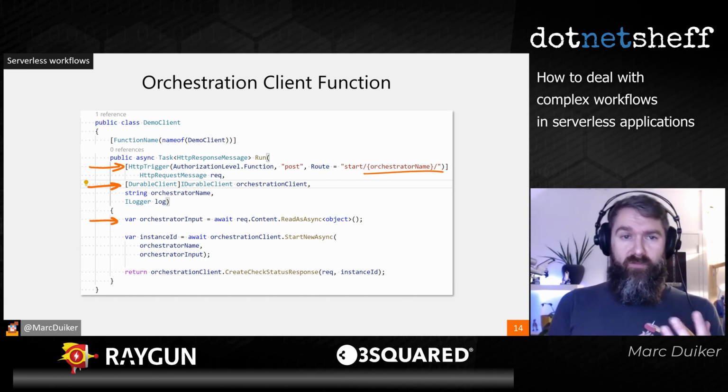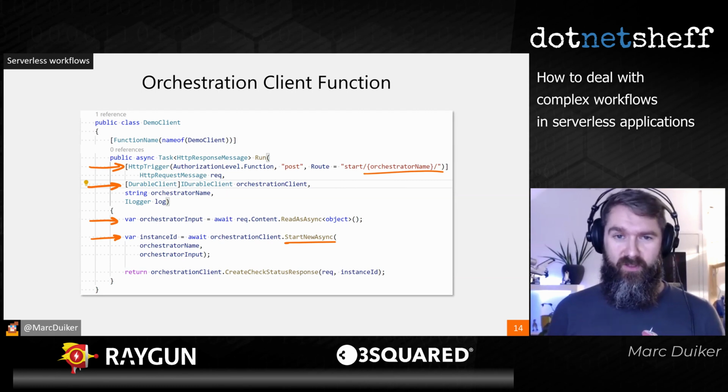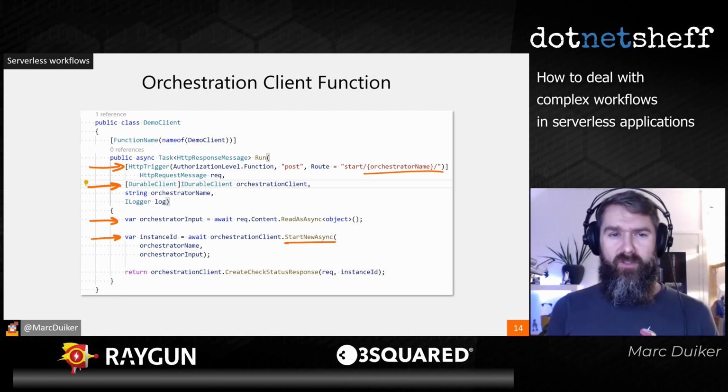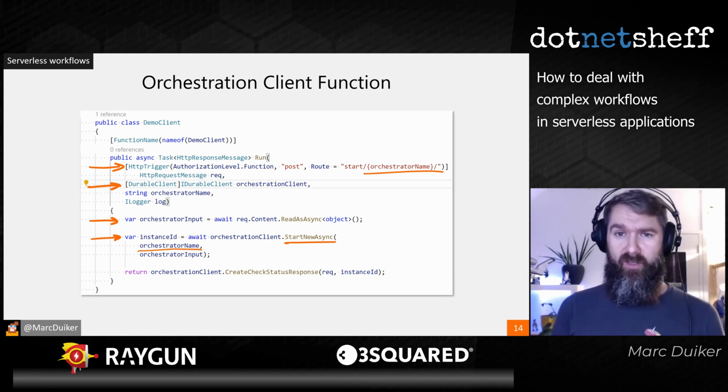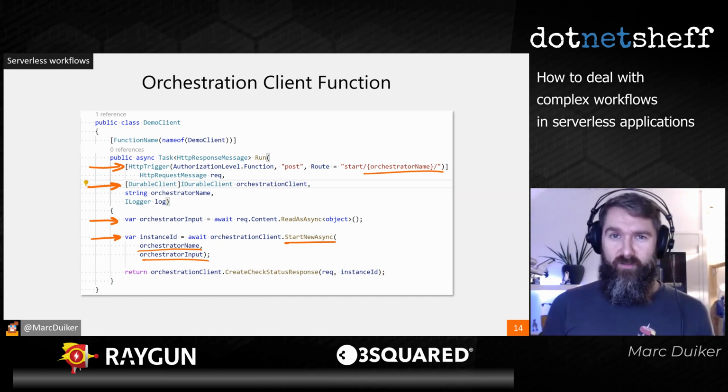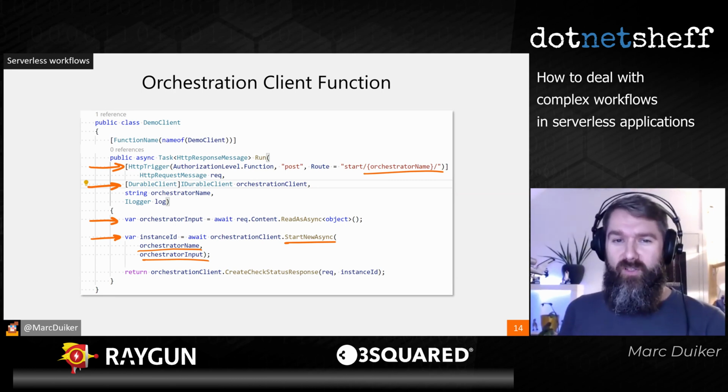This function will read some input from the request, and then we will use the durable client interface to start a new orchestrator with the start new async method. That has two arguments. First is the orchestrator name, which we get from the route, and the input, which we read from the request. Note that the return value of start new async is an instance ID. It does not give you back the result of the orchestrator, because orchestrators can be long running, and it would be very weird to wait for an orchestrator result if that orchestrator will be running for days and days. So what you get back is the instance ID of the orchestrator that will start and do work for you.